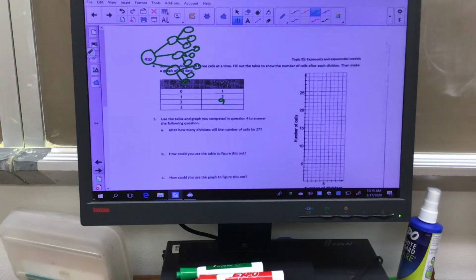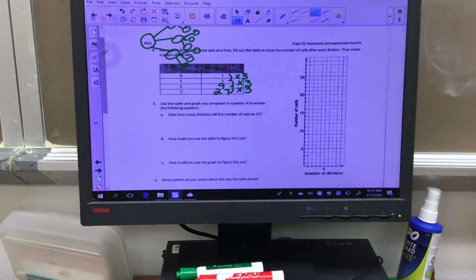Well, the last one we were multiplying by 2 because it's split up into 2. This one makes sense. We're going to multiply by 3. 1 times 3 is 3. 3 times 3 is 9. 9 times 3 is 27. So now let's make our graph. Missing numbers. I'm going to fill those in briefly. 1, 2, 3, 4, 5, 6, and so on and so forth.